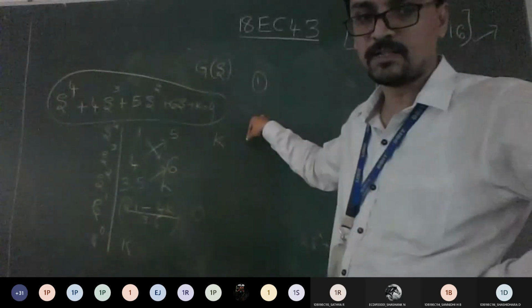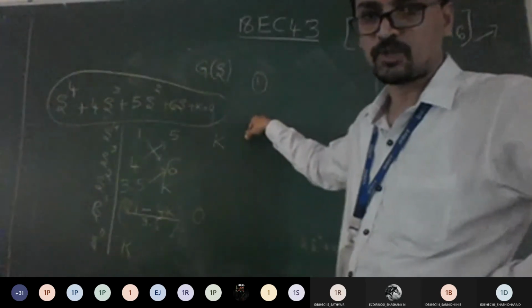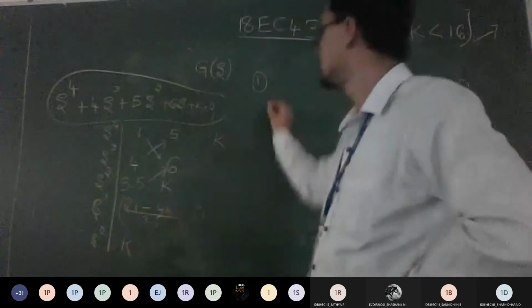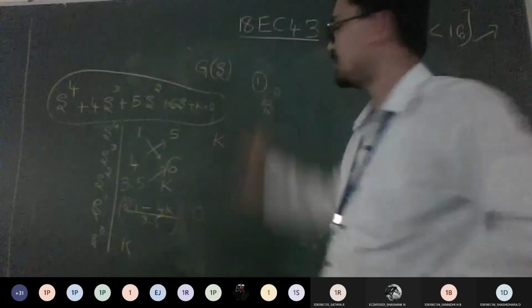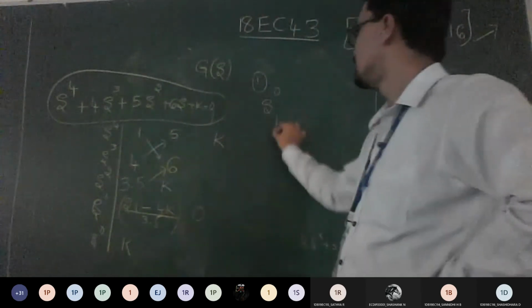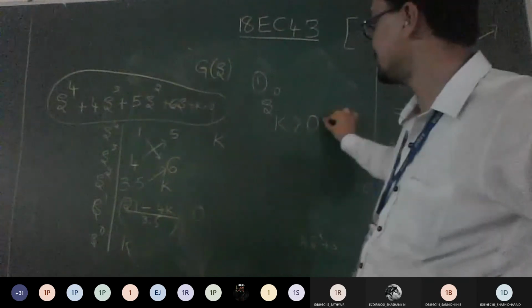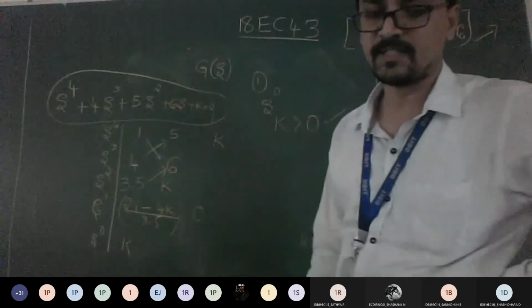So look here. The coefficient for s naught, you can write like this. The coefficient for s naught is having values of k. So k greater than 0. There is nothing else, so you can keep the range with respect to 0 only.